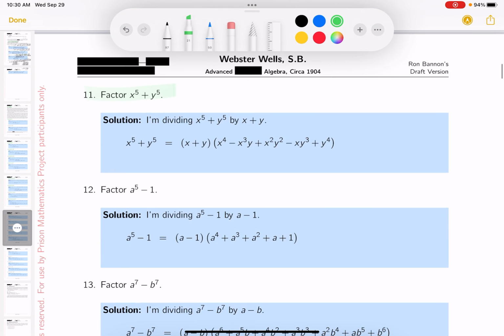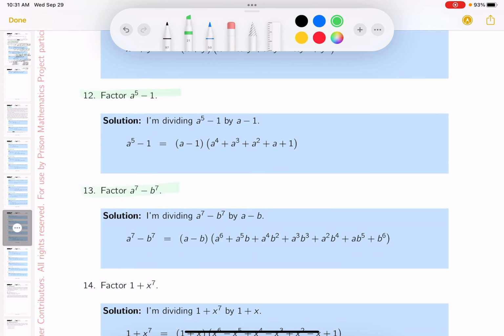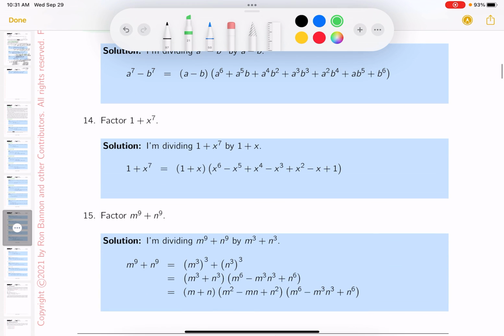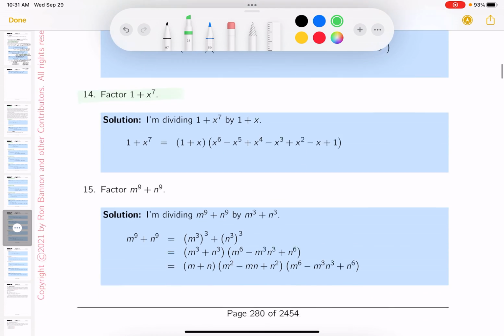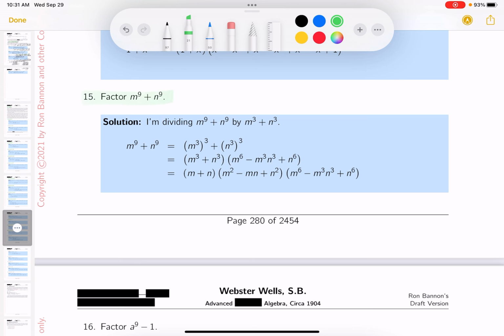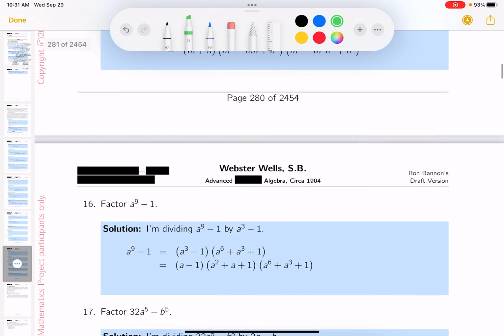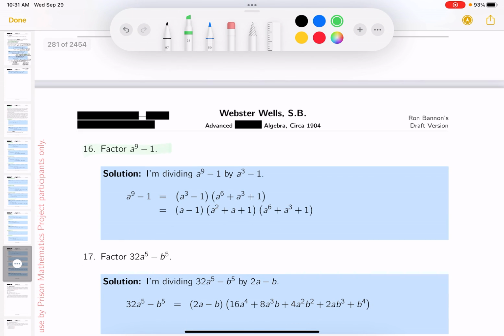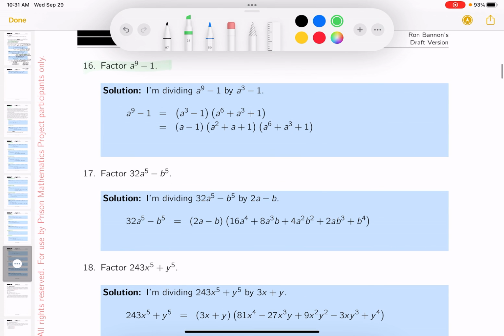And same thing over here. Divide through by a minus 1, right? Just give it a shot. Over here, divide through by a minus b. Over here, divide through by 1 plus x. You can do that. Over here, perfect cube problem. Not bad. Another perfect cube problem. You can still do that. Yeah, perfect cube, you can do that. And certainly I said I'm dividing, but you can do the perfect cube pattern.